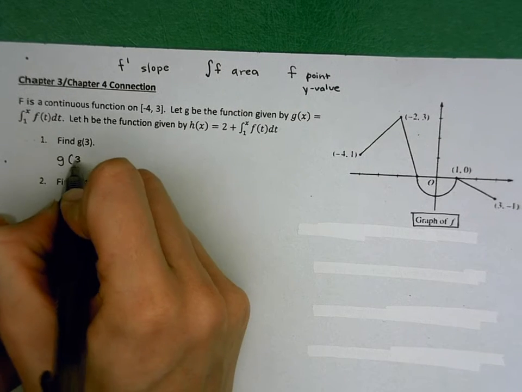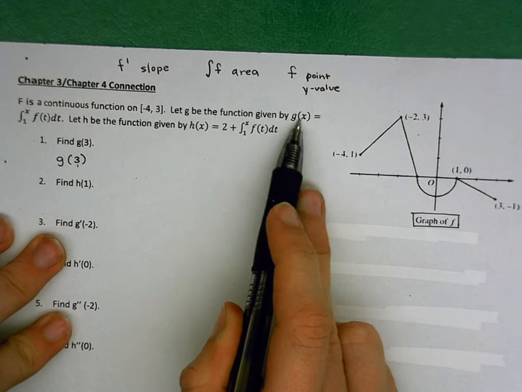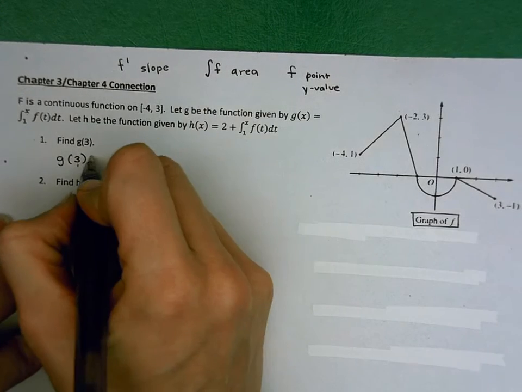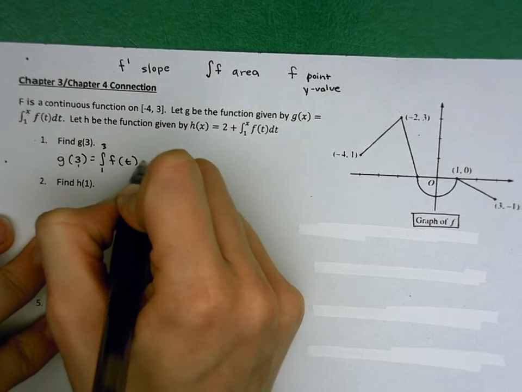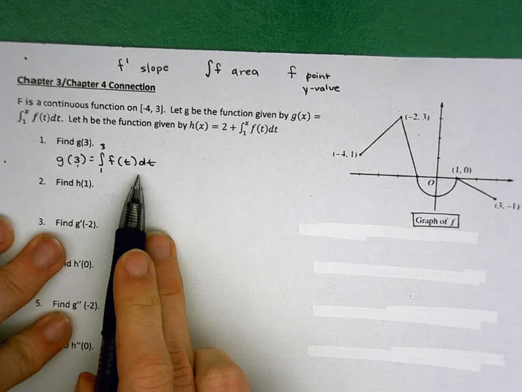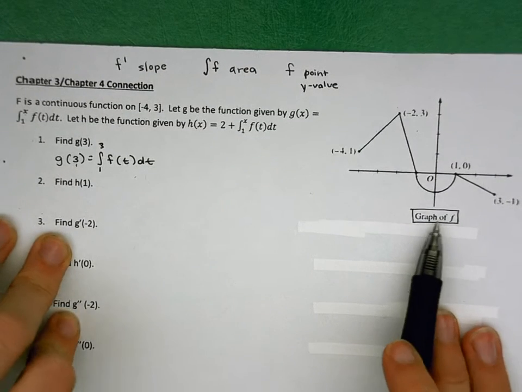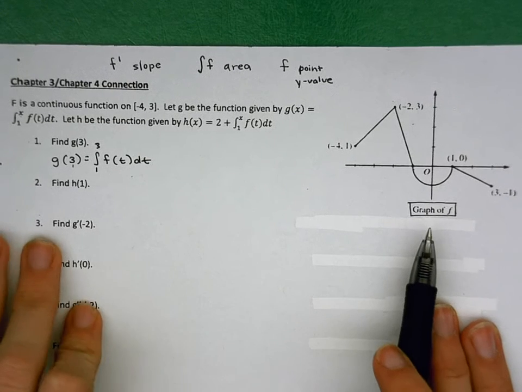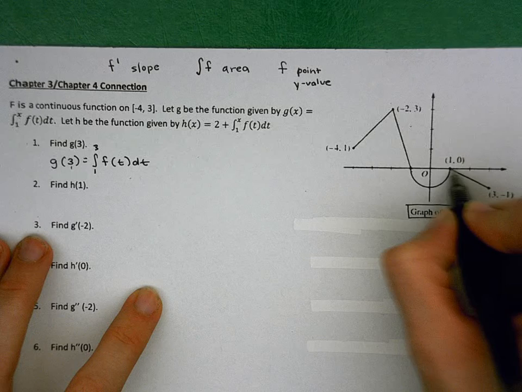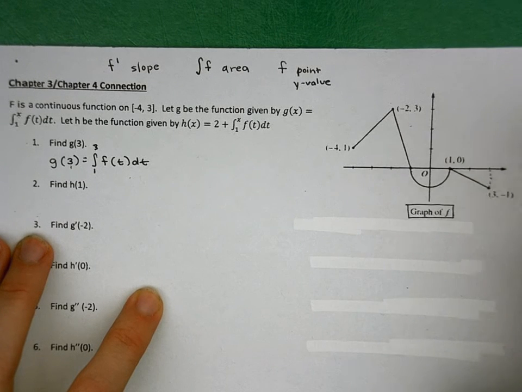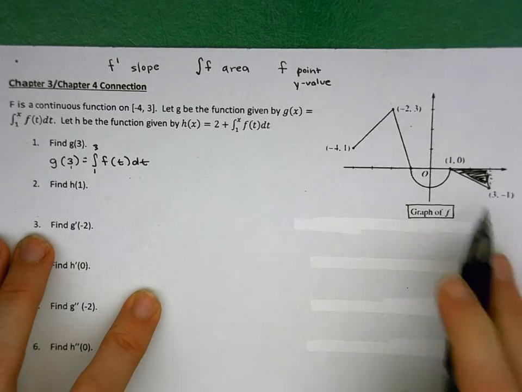Okay. So we're going to take our 3 here, and plug it into our g of x function, 1 to x. So the integral from 1 to 3 of f of t dt. Well, I have f over here, and I'm asked to find the integral from 1 to 3. Remember, an integral is area. So I'm going to be looking at the area from 1 over to 3 over here, and that is a triangle. And so I can calculate the area of that triangle.